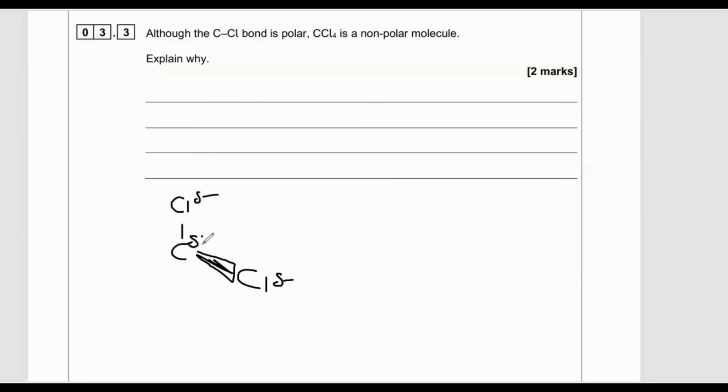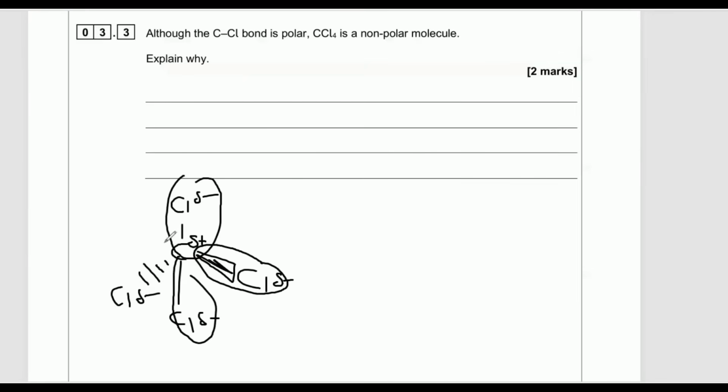So although the individual bond here is still polar, they're all equal distances apart. What is it for tetrahedral? 109.5 degrees. And this means the electron cloud is evenly spread, and so the dipoles cancel out. So what we want to say is the bond angles are all the same.